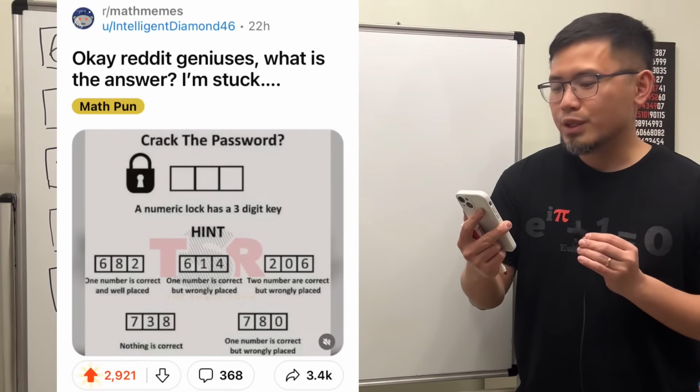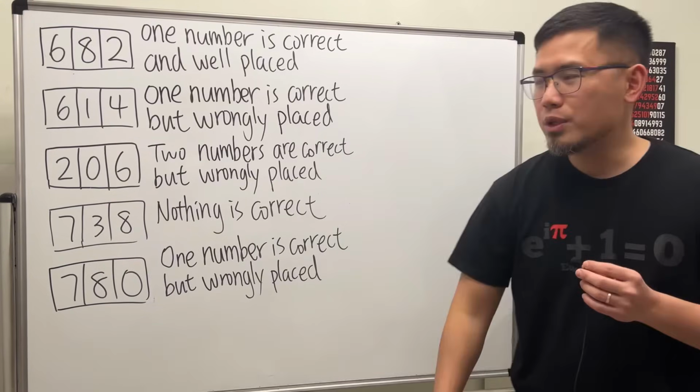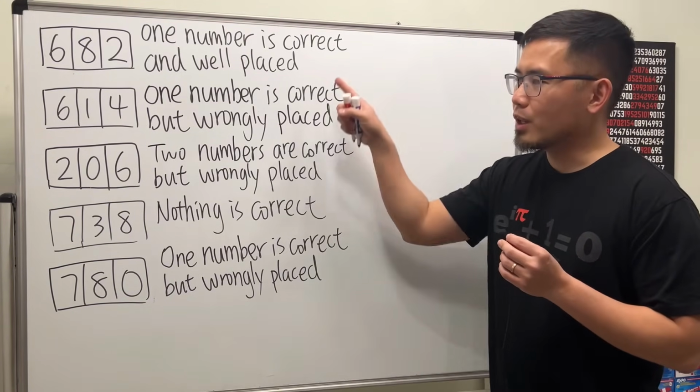Okay, ready geniuses. What is the answer? I am stuck. All right, let's take a look. Our goal is to figure out the three color combinations based on all these hints.